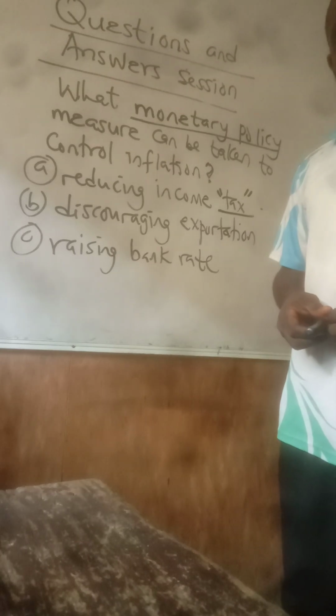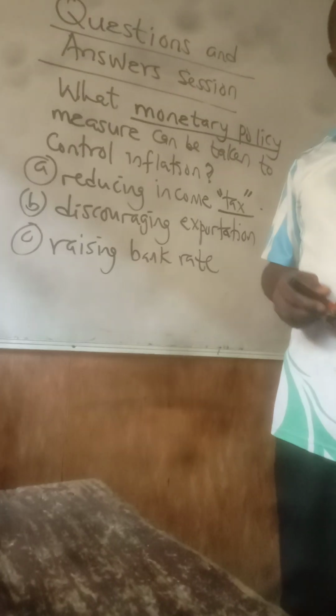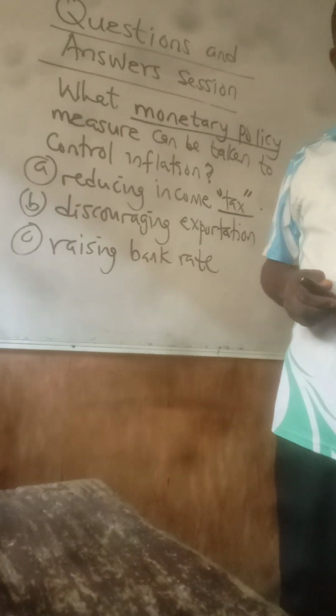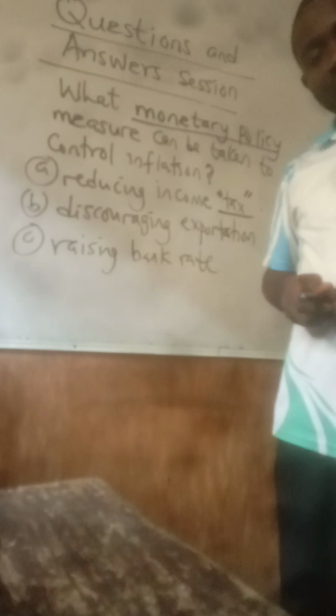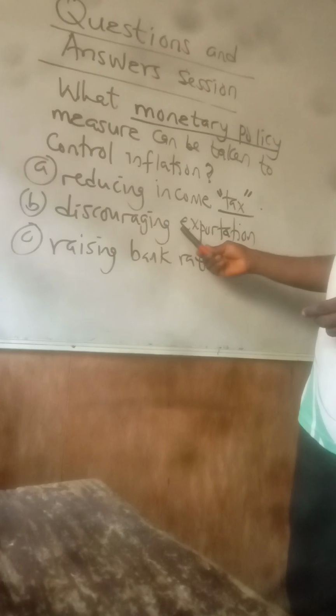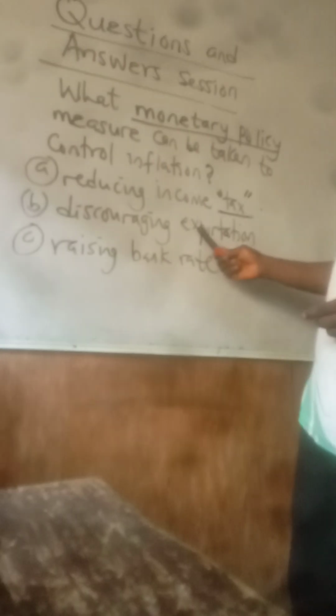If government reduces export duties, which are also a form of tax, it's going to encourage local producers to produce more so that they can export to other countries. But if government wants to discourage exportation, it is going to increase export duties. Export duties are the taxes levied on goods that are to be exported to other countries. So if government increases export duties, it's going to discourage local producers from producing for export. So it's more of what? Fiscal policy, not monetary policy.